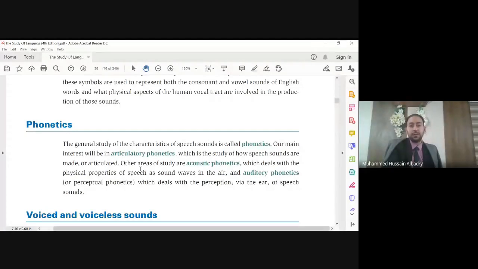And also acoustic phonetics, which deals with physical properties, physical characteristics of speech as sound waves in the air. And auditory phonetics or perceptual phonetics, which deals with perception via the ear of speech sounds. So these are the 3 types of phonetics: articulatory phonetics, acoustic phonetics, auditory phonetics, each one with its own definition.